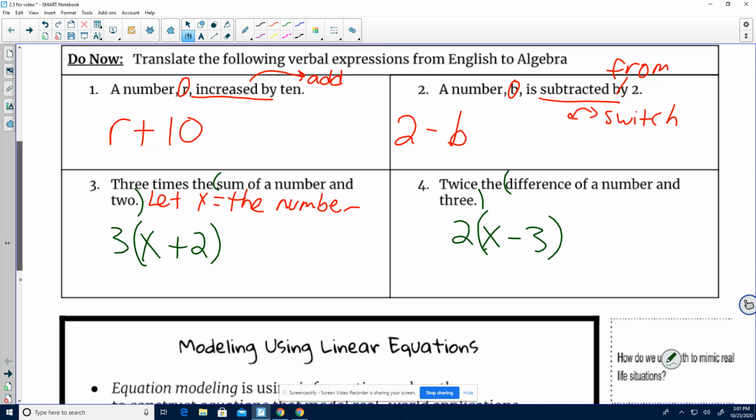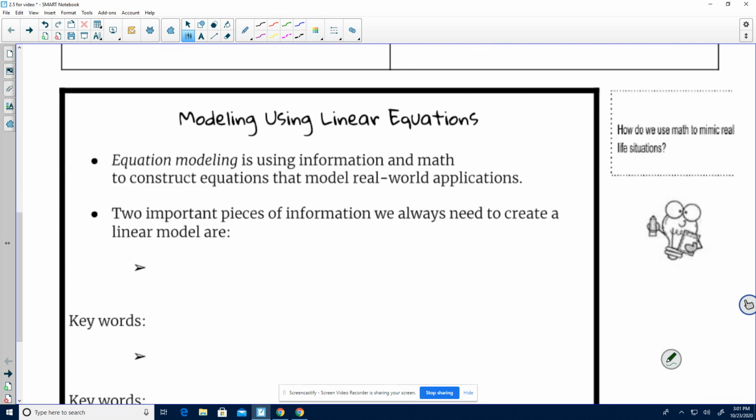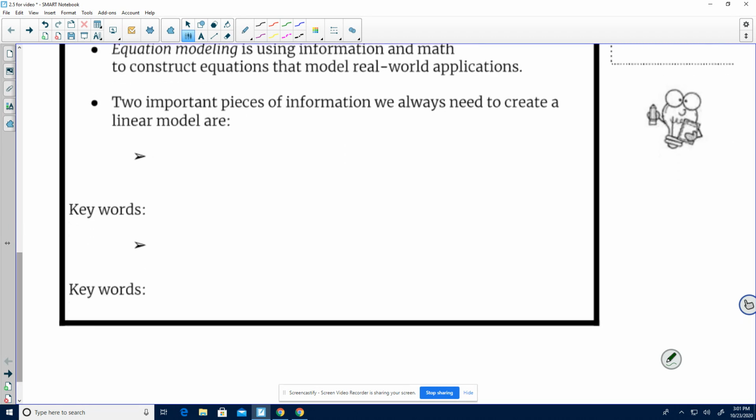So, modeling using linear functions. Equations modeling is using information and math to construct equations that model real-world applications. So we're going to be dealing with a situation, and we're going to have to write an equation to model that situation. 2 important pieces of information are needed to create a linear model. The first one is our initial value. Now, what does that mean? Well, we're going to talk about that in a minute.